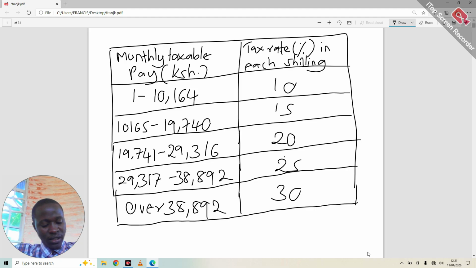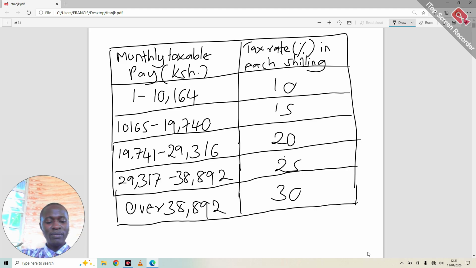Then part C reads, in 2012, he was promoted in his job and his monthly earnings were increased. The additional earnings were taxed at 25% in each shilling, and he paid 28% more tax each month. Calculate the percentage increase in his earnings. So guys, that is the question. That is a 10 marks problem, income tax.